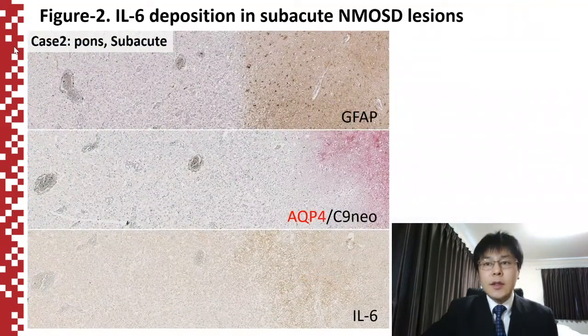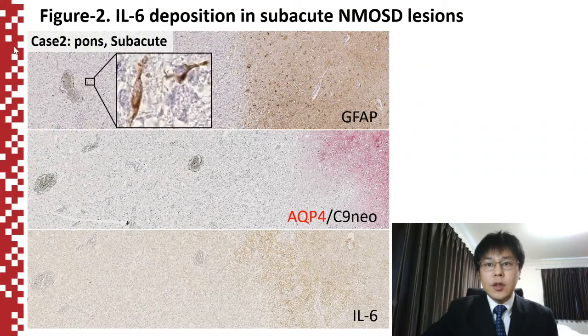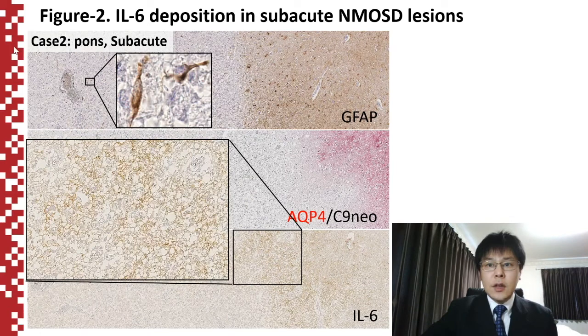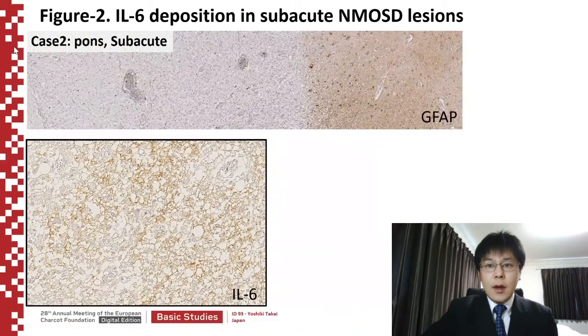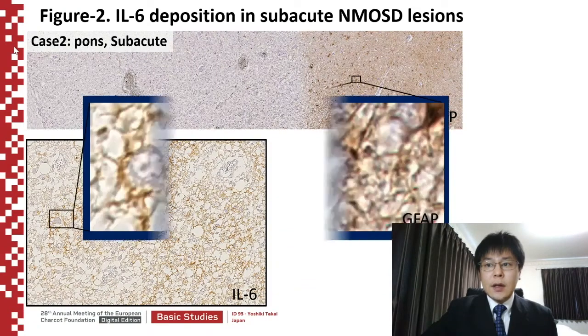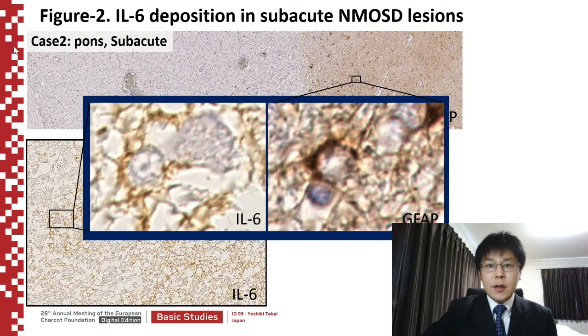This is an NMOSD lesion with massive astrocyte loss, but existence of immature progenitor cells of astrocytes indicated these lesions are subacute phase of NMOSD. Unlike acute lesion, staining of IL-6 was seen at the edge of the AQP4 loss area, and high magnification images show that IL-6 is stained in a fibrous tissue similar to astrocytes. Further enlarged images of the selected area, you can see that the pattern of IL-6 is similar to that of GFAP staining.